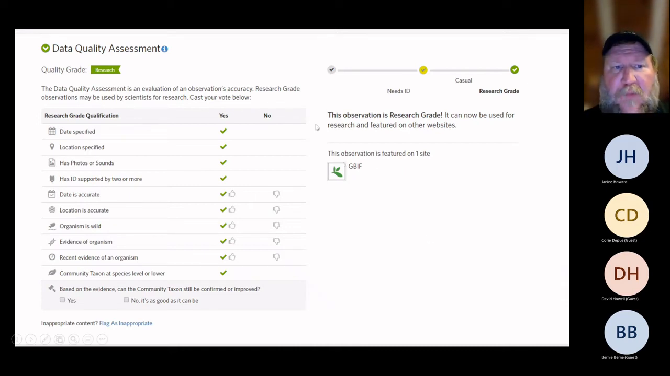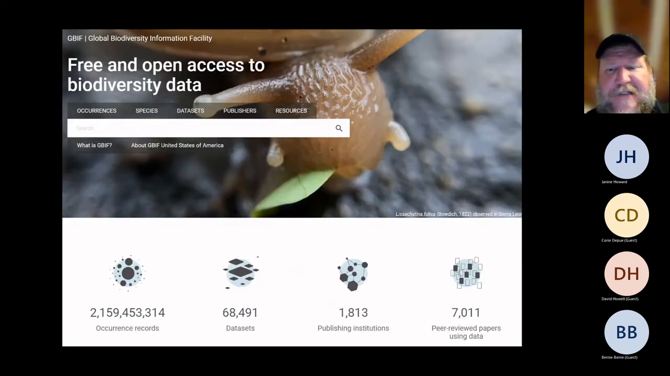And then once it's research grade, it is featured on the Global Biodiversity Information Facility. I don't think that's my next slide, but I will come back to that. It is my next slide. There we go. So once something is research grade in iNaturalist, it goes to the Global Biodiversity Information Facility. I posted this because this is the website. I've never actually used it or looked at my stuff. I think I might have tried to explore it once, but it's not the interface I'm interested in.